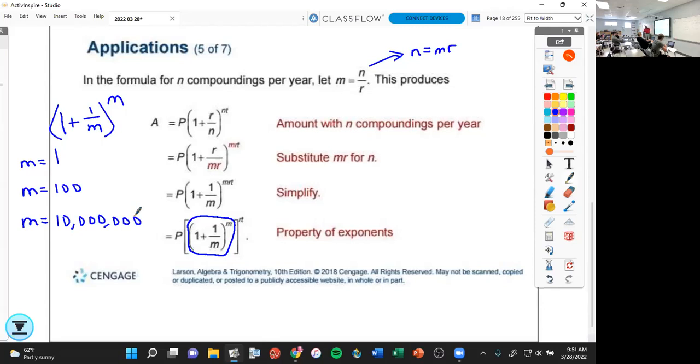Okay, Molly, what'd you get for 1? 2. So raising this thing to the first power, she gets 2. Is 10 million going to be a lot different? Who did the 100? 1 plus 1 over 100 in parentheses raised to the 100 power? 2.7048 is the rap. And Ethan, what'd you get for 10 million?